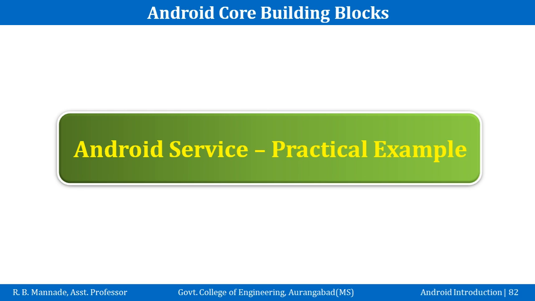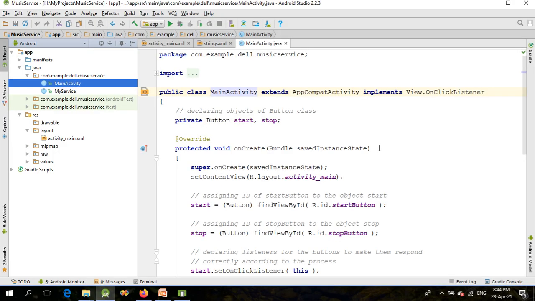Now we will see one practical example of the Android service, and in that example we will see how to create a service that plays background music, that plays an audio song in the background, and while that song is playing we can perform other activities as well, until and unless that background service is stopped explicitly by the user. We will see this in this particular practical example, right?